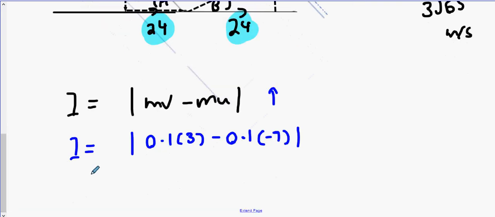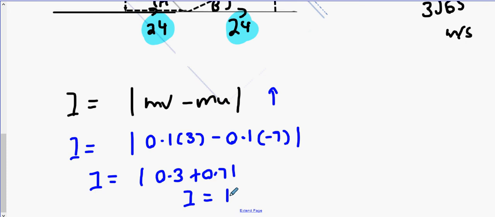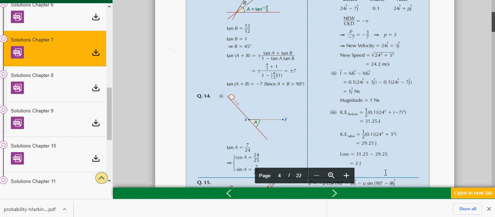Your I equals 0.1 times 3, which is 0.3, plus 0.7. Our I value is 1 Newton second, not Newtons per second. The actual unit of impulse is Newton seconds. And that's the correct answer there.